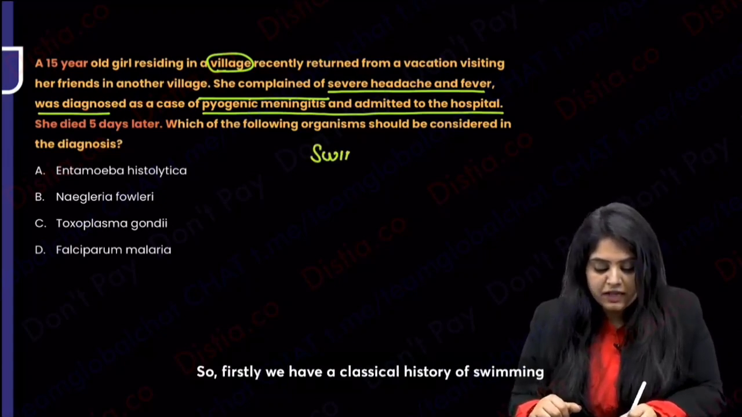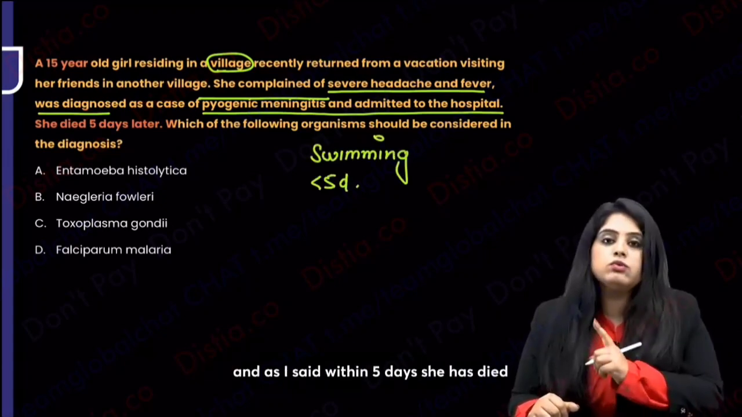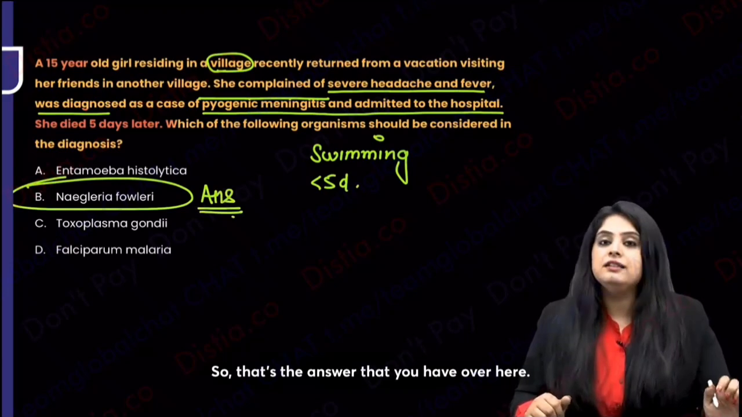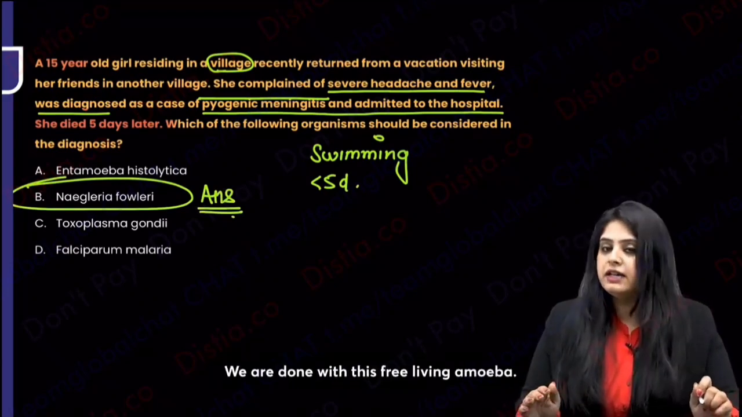So firstly, we have a classical history of swimming, and as I said, within 5 days she has died, so some foul play has happened, and this means this is a case of Naegleria fowleri. So that's the answer that you have over here. I hope everyone is sorted with this information. We are done with this.